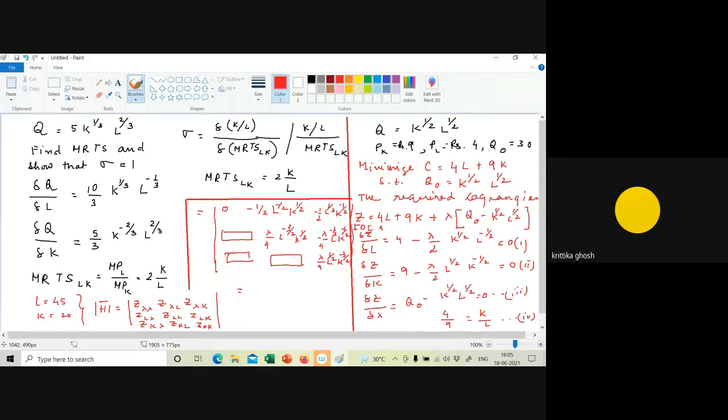Okay. Let the rest of the students say something. Ma'am, it's negative. What is the final value? Would you please tell me? Minus lambda by 4 into L to the power minus half into K to the power minus half. Yes, ma'am, I'm getting this value. Okay. So this is the value, and this is definitely negative.